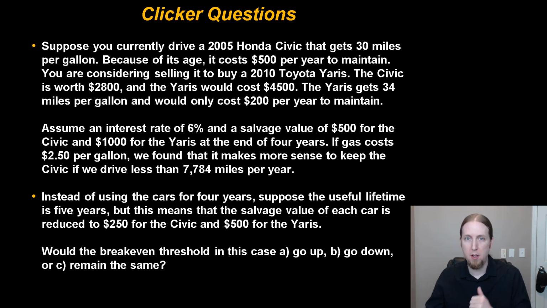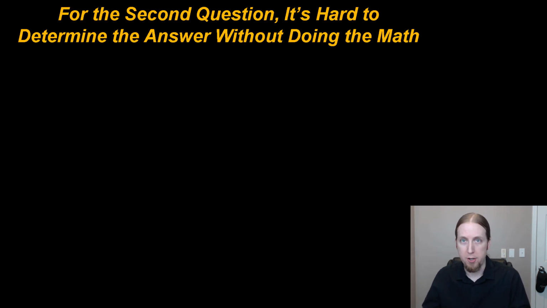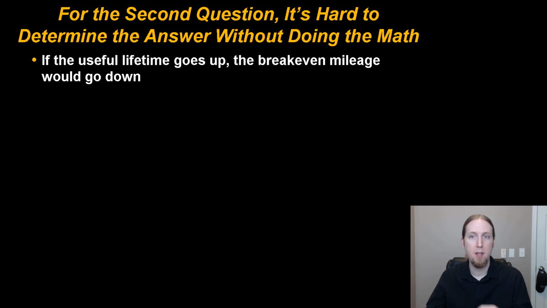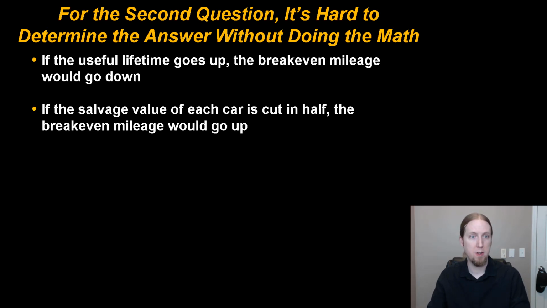Okay, so for the second question, it's hard for us to know without actually doing the math because there are a couple of things going on if we extend the useful lifetime. The break-even mileage goes down if the useful lifetime goes up because we're spreading out the benefits over a larger number of years. However, if the salvage value for each car is cut in half, that means we're reducing one of the benefits of having the Yaris. So that means the break-even mileage would go up.